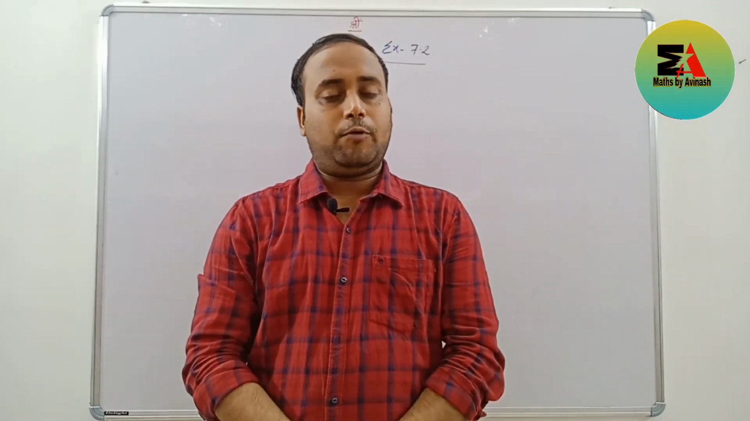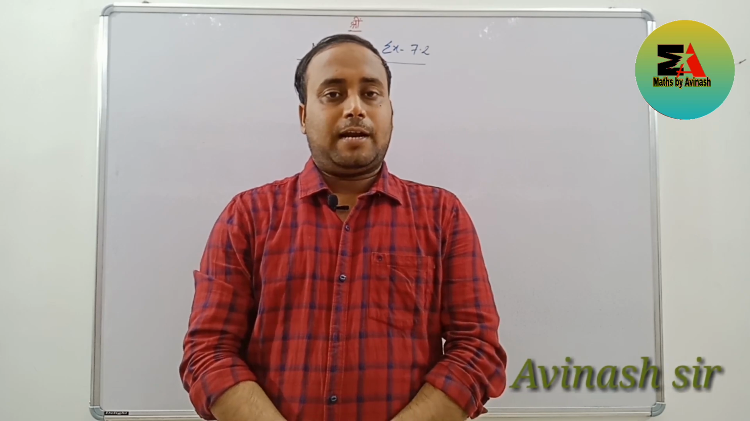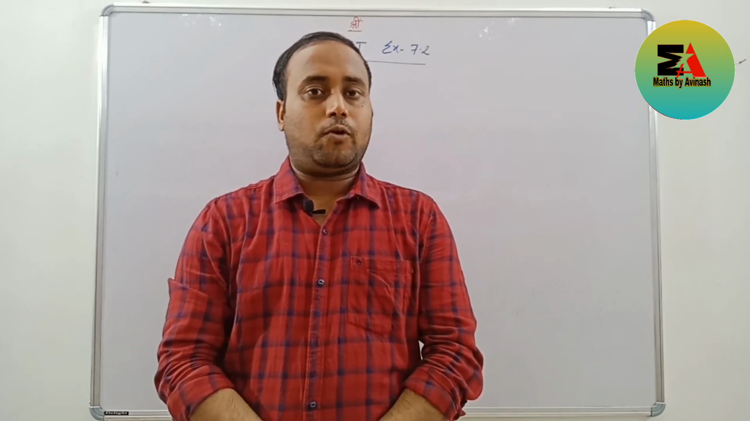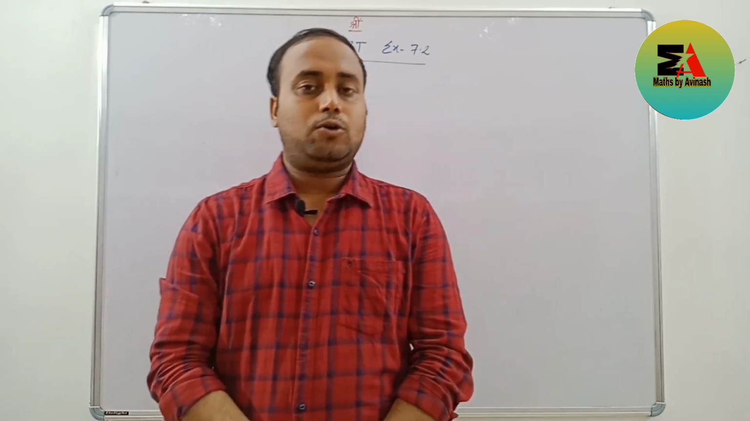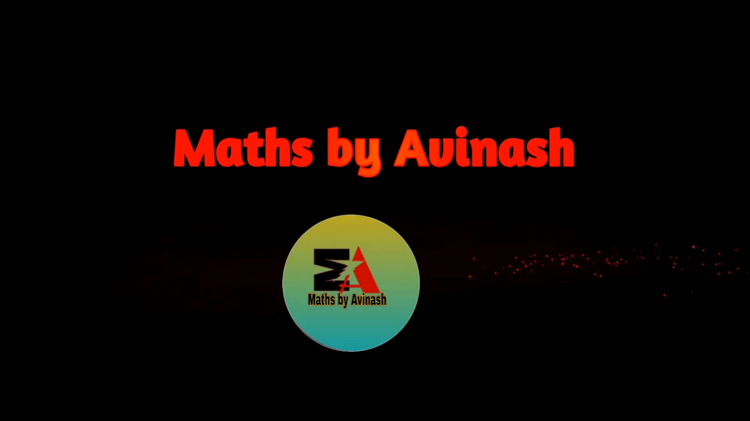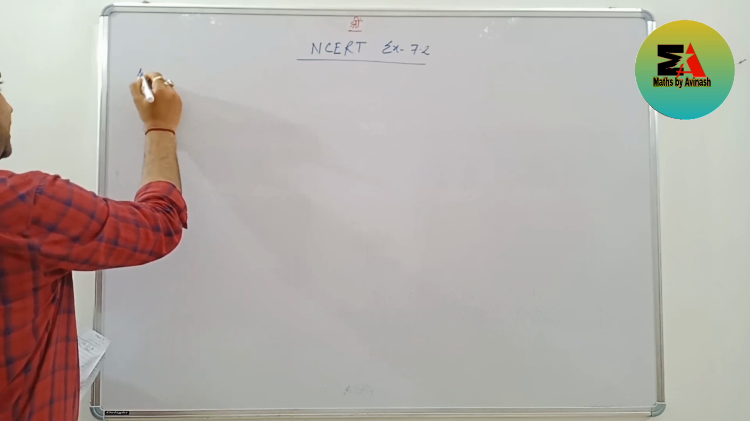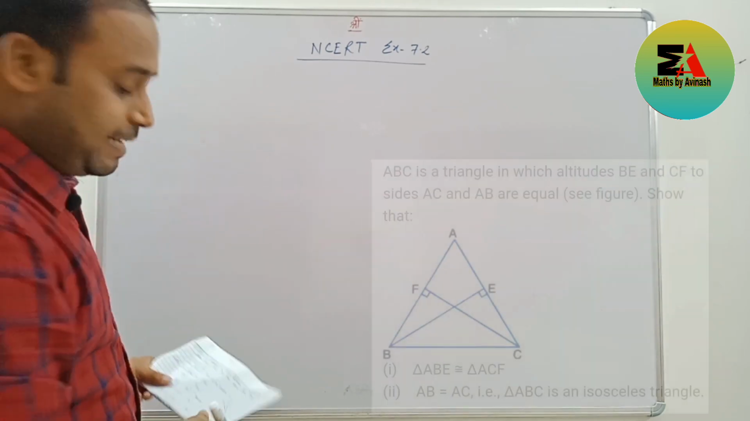In this video we are going to discuss class 9 triangle exercise 7.2 from NCERT. So shall we start our class? Our first sum is sum number 4 of NCERT 7.2.